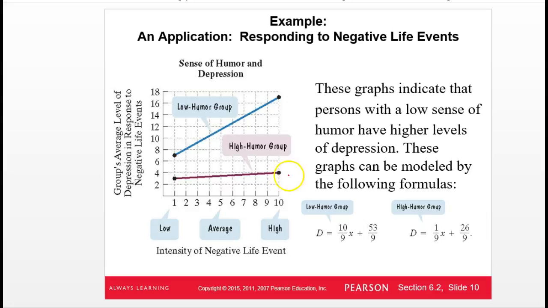So the high humor group dealt with the tragic life event much better as far as depression goes than the low humor group, which is to be expected. But here are the linear models. If I connect those 2 points with a straight line, the line that connects those 2 points would be this one right here, 10/9 x plus 53/9, is the low humor group, and the high humor group is this much less steep line, the 1/9 x plus 26/9. So those are the two lines that we're dealing with.